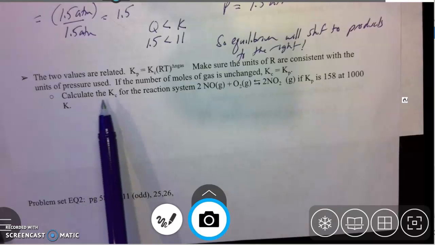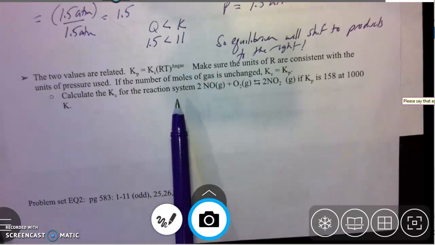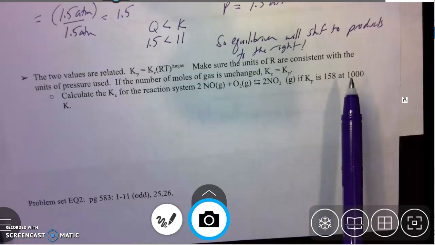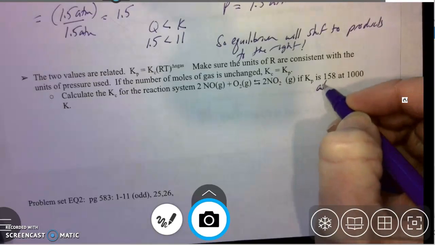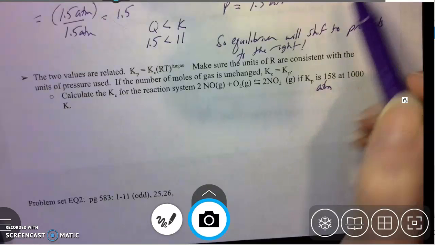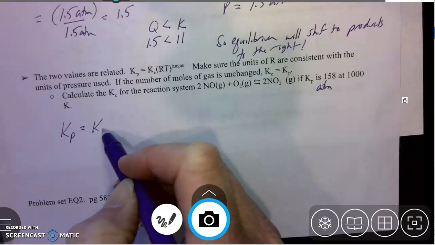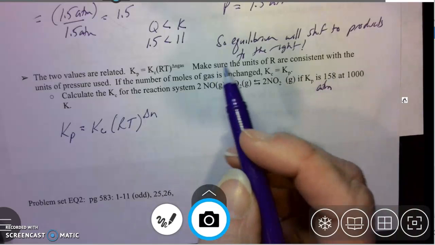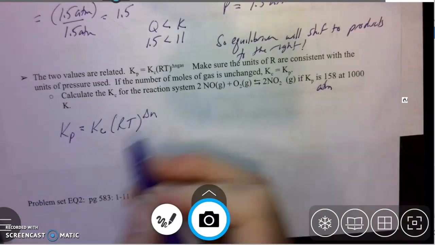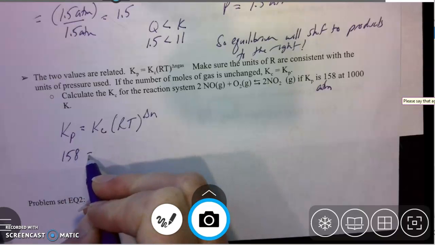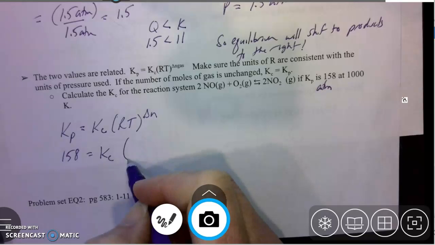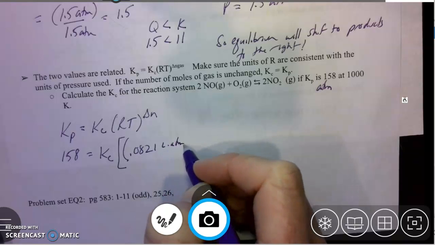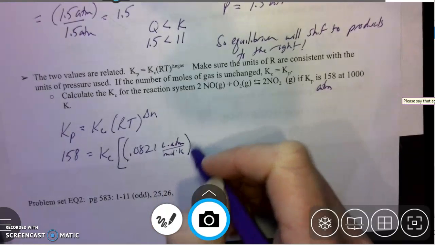So calculate the Kc for the reaction system 2NO plus O2 yields 2NO2 gas, if Kp is 158 at 1000 Kelvin. So this is going to be in terms of atm, just so we can use the same relationship. So we are going to substitute Kp equals Kc times RT to the change in the number of moles. So I'm going to substitute in my Kp as 158. Kc is what I'm trying to find, so I'm going to multiply that times, I'm going to actually use brackets, the 0.0821 liter atm per mole Kelvin times 1000 K.